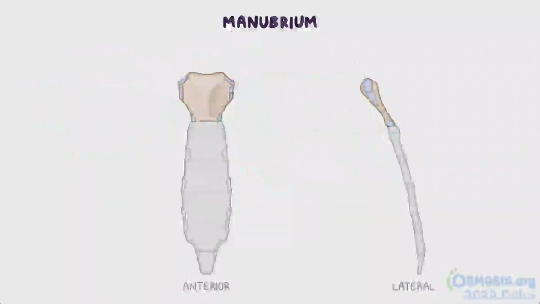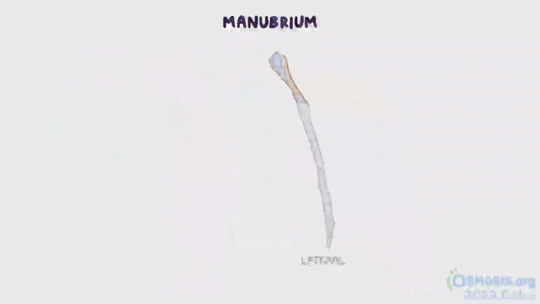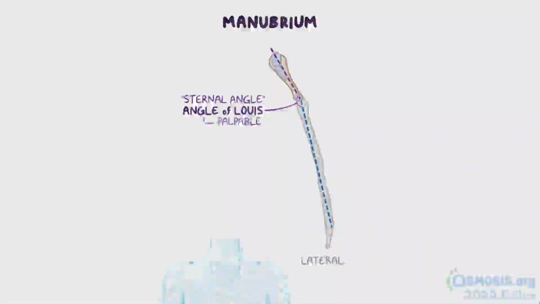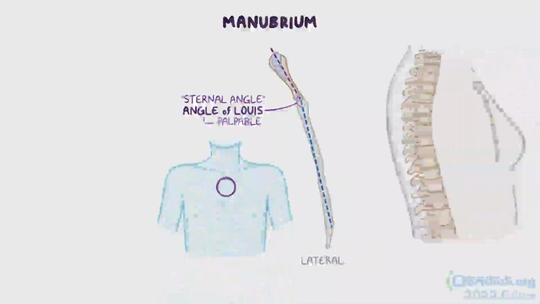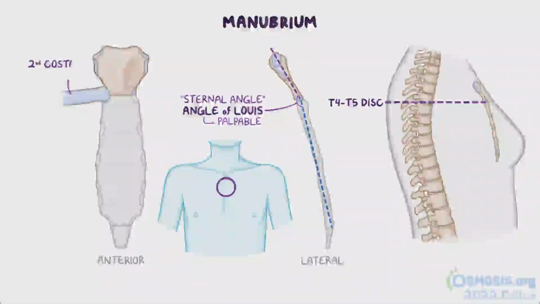Now, the manubrium and body of the sternum lie in different planes superior and inferior to their junction. Because of this, their junction forms an angle called the angle of Louis or the sternal angle, which you can see better in a lateral view. The sternal angle is palpable and even visible in young individuals. The sternal angle lies at the level of the T4, T5 intervertebral disc and the space between the third and fourth thoracic spinous processes. The sternal angle also marks the level of the second pair of costal cartilages.